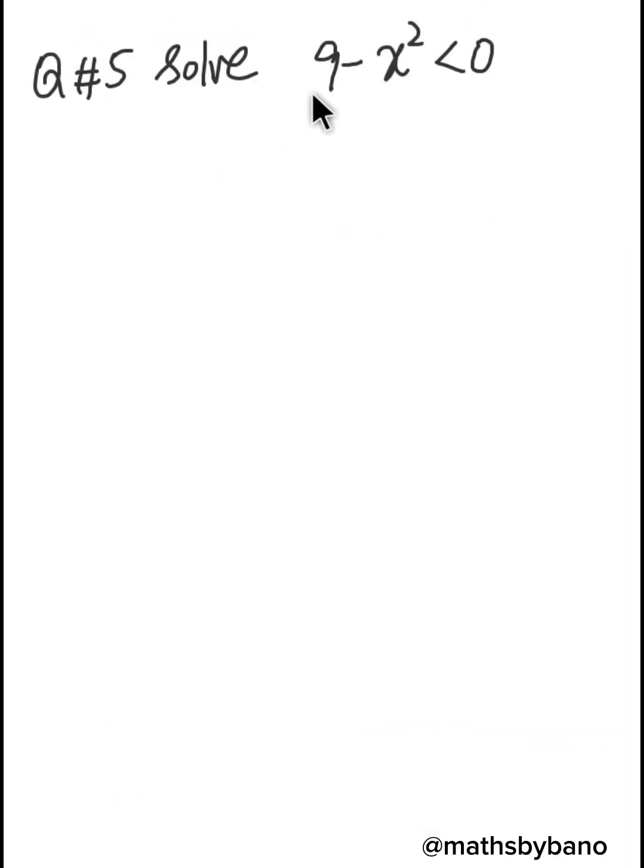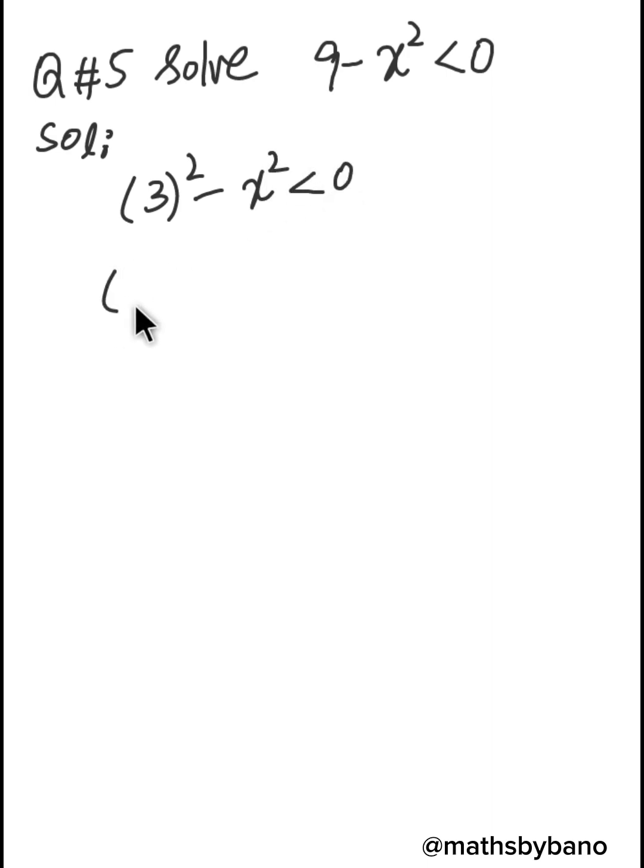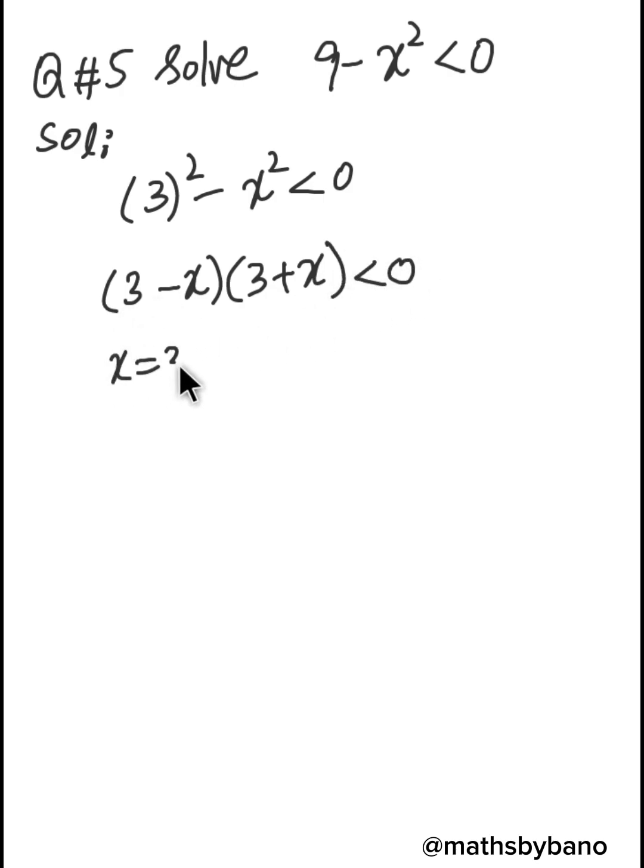Okay, next question we have: solve 9 minus x squared less than 0. And let's see how we are going to solve it. We can write 9 as 3 square minus x square less than 0. Then apply the identity: 3 minus x and 3 plus x, this is less than 0. Okay, now 3 minus x is equals to 0 gives x is equals to 3, and 3 plus x is equals to 0 gives x is equals to minus 3.